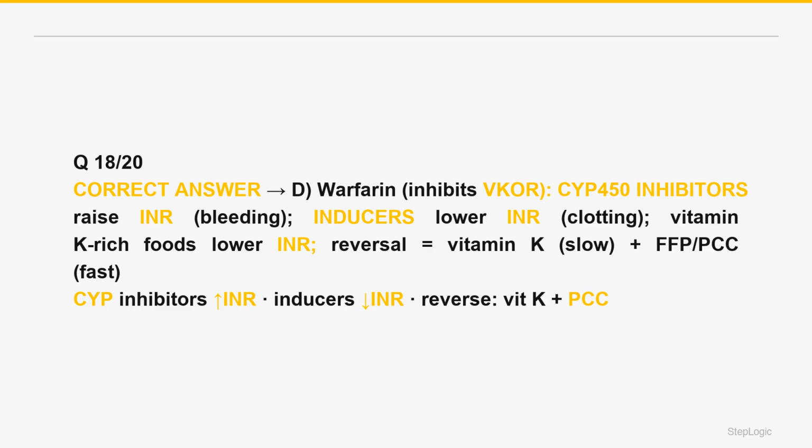For reversal, for non-urgent over-anticoagulation, vitamin K works slowly, over hours to days. For major urgent bleeding, give fresh frozen plasma or, faster, prothrombin complex concentrate, PCC, which replaces the clotting factors immediately. The CYP-driven interactions, with vitamin K working slowly and PCC working fast, make this the correct statement.